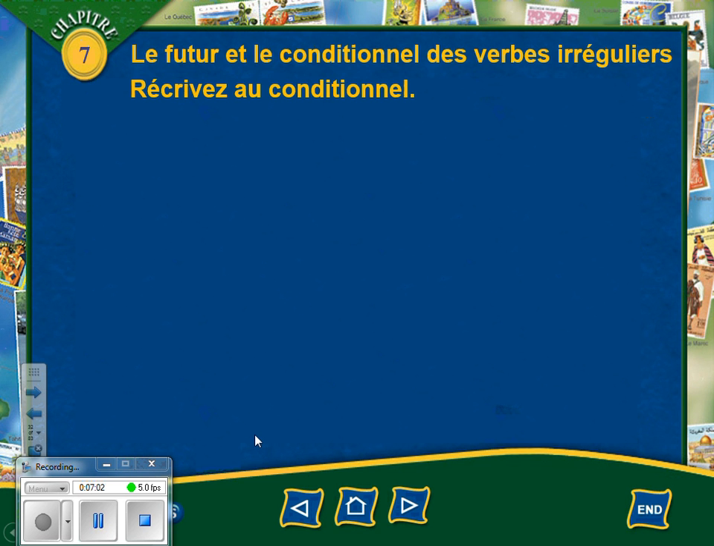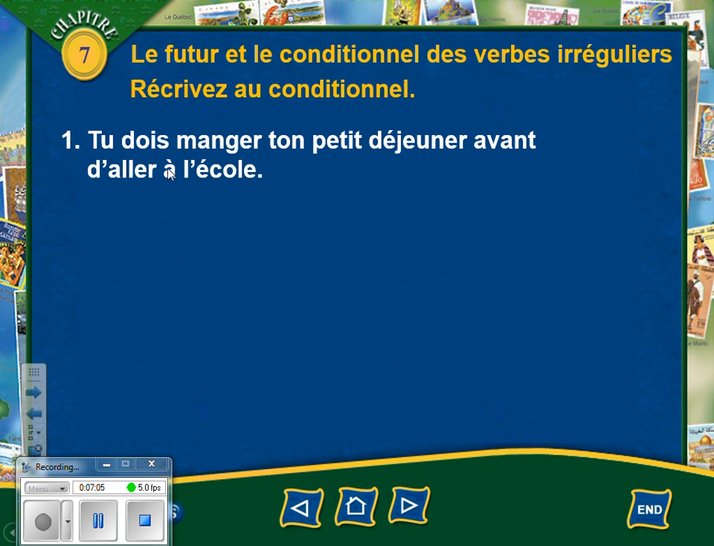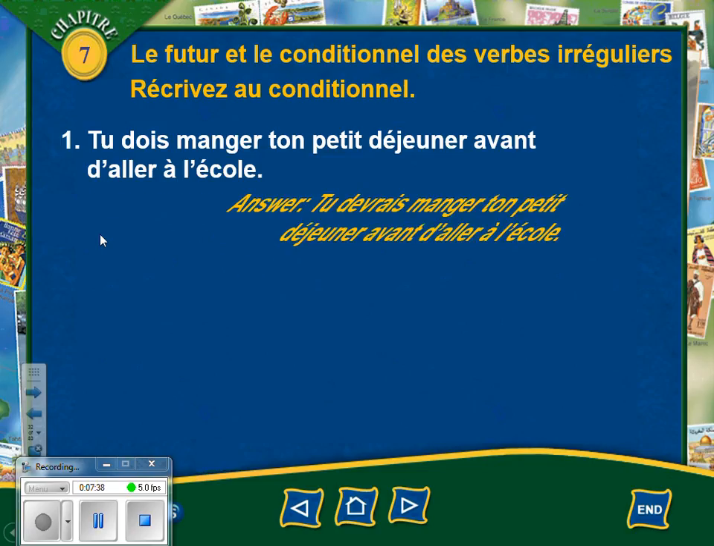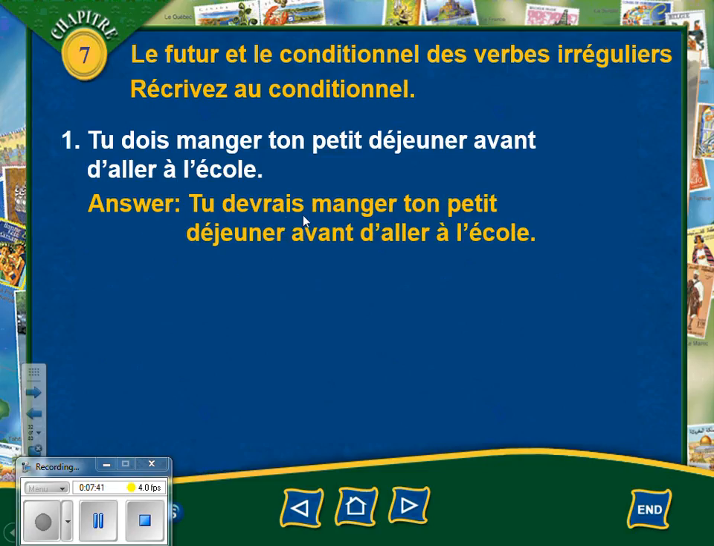All right. Let's see if you can put these in the conditional. Tu dois manger ton petit déjeuner avant d'aller à l'école. You should eat your breakfast before going to school. Now, this before going to school is a prepositional phrase, so we're going to leave aller alone. We don't have to worry about it. We're going to look at devoir here. It's followed by an infinitive and will continue to be, so we don't need to worry about manger. You want to put devoir in the conditional. Tu, and then our stem, D-E-V-R, and then our imperfect ending, A-I-S. You would be able or should be able to eat your breakfast before going to school.